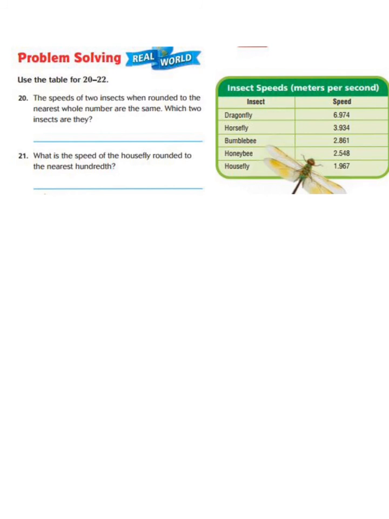Let's finish this lesson off by looking at our problem solving on page 120. And it asks, the speeds of two insects when rounded to the nearest whole number are the same. Which two insects are they? So we have to look at two over here that when we round them to the nearest whole number, and remember the whole number is going to be the number to the left of the decimal. So when we're rounding this column over here, when we round that ones column, which two insects are going to round the same? Go ahead and record that answer in there.